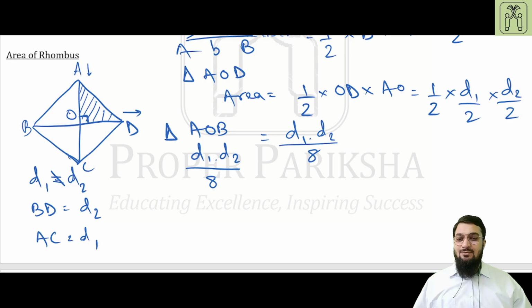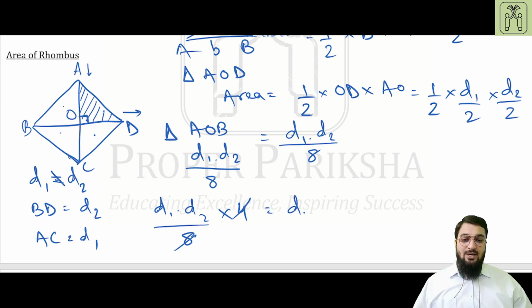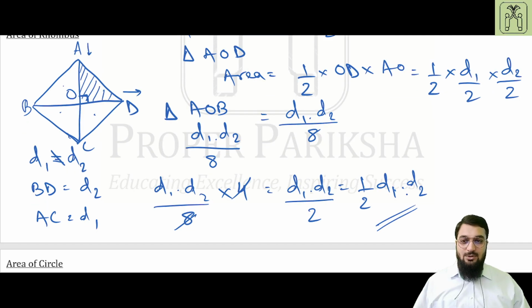This means that after adding all the four triangles' areas, we will get the answer. Therefore, d1 d2 upon 8 multiplied 4 times will give us d1 d2 upon 2. Therefore, the answer will be half d1 multiplied by d2. That will be the area of the rhombus.